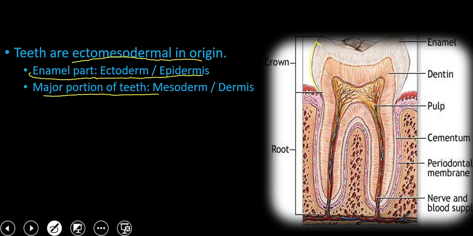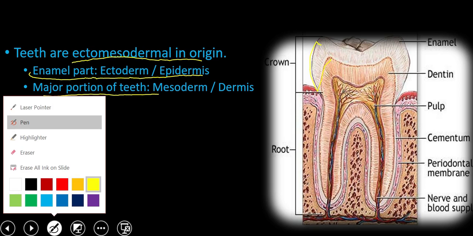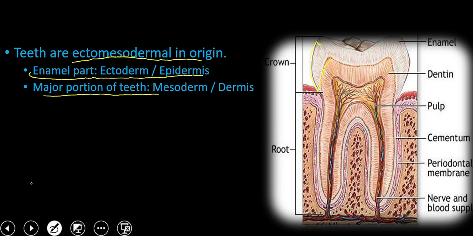So this one is the enamel, which is present on the crown region only, and this enamel is ectodermal in origin. The remaining part is mesodermal. This is the enamel, present in the crown region, the covering present over the crown.